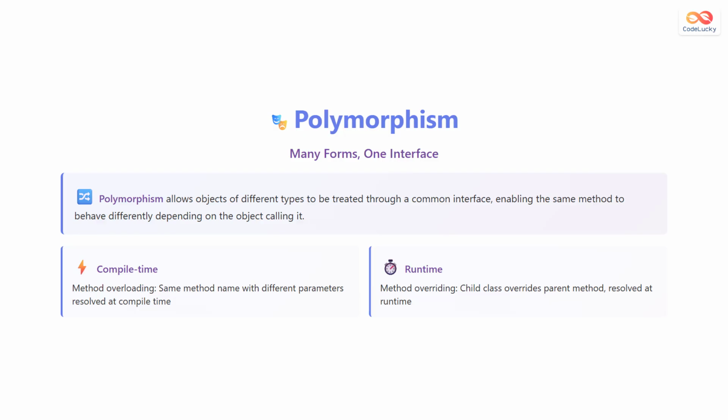Polymorphism means having many forms. It allows objects of different types to be treated through a common interface. The same method name can behave differently depending on the object calling it. There are two types: compile-time polymorphism, where the same method name takes different parameters and is resolved at compile time, and runtime polymorphism, where child classes override parent methods and the behavior is decided when the program runs.